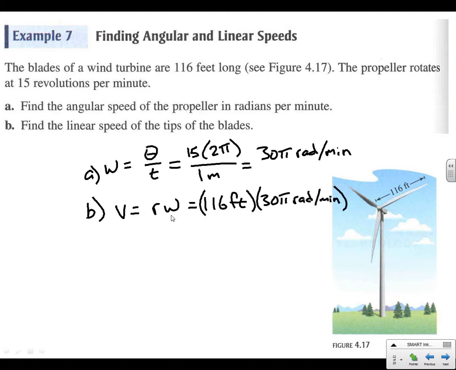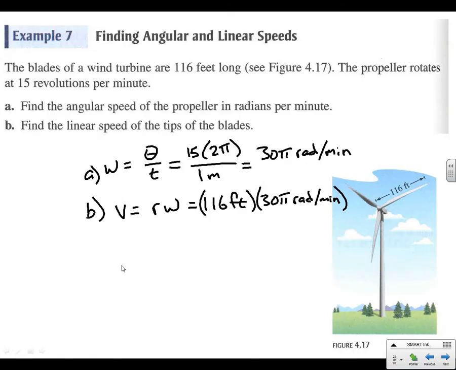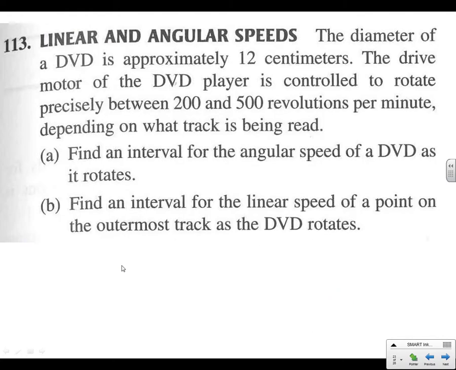All right, and when we do this calculation, we're not going to usually include the radians because we're assuming that the circle has been flattened out into a straight line, so we no longer have radians. So now it's just 116 over 30. Let's punch that in. 3.86 repeating. 3.867 feet per minute would be our answer on B. Try 113.